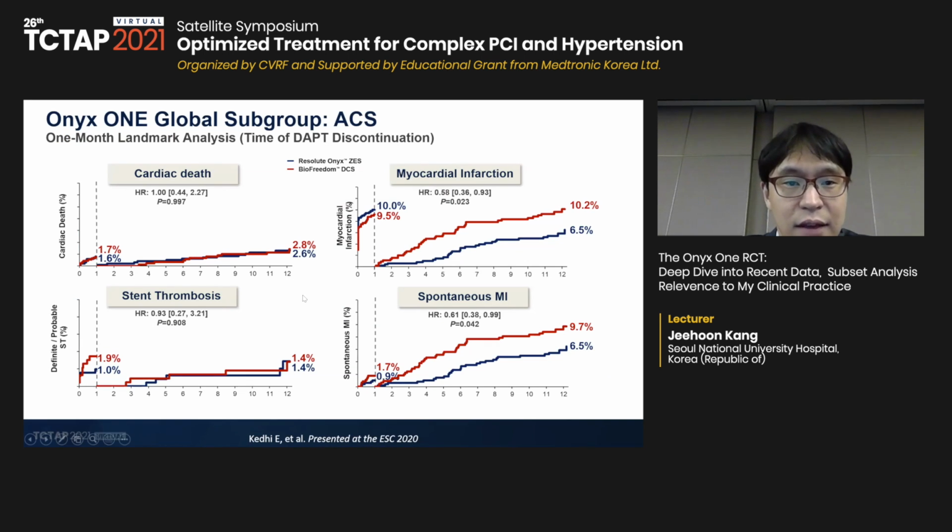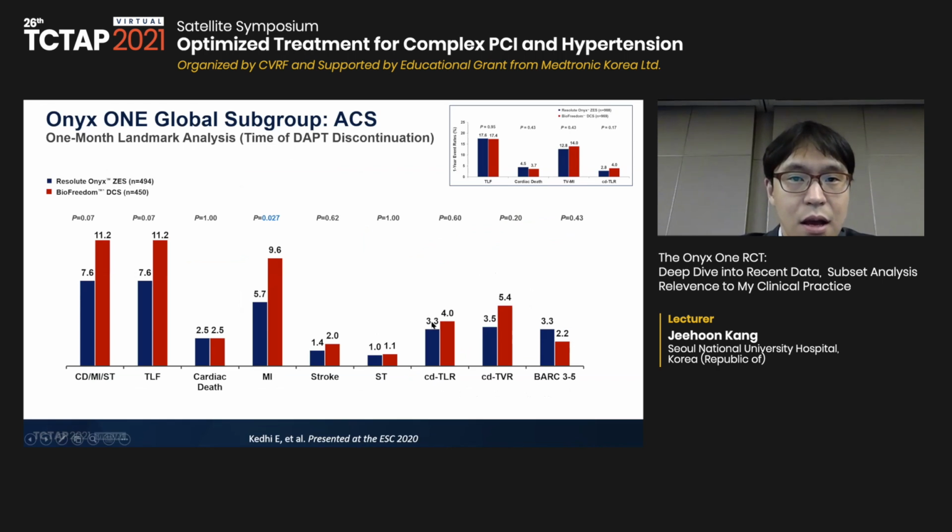We could see that even in ACS patients, the risk was very similar for the BioFreedom and the Onyx arm. However, the divergence in MI and spontaneous MI was larger compared to the original analysis, suggesting that the Onyx might be safer in thrombogenic conditions such as ACS. Also, although the events were statistically insignificant, some of the outcomes were numerically higher in the BioFreedom arm, which could again confirm the safety of the Onyx stent.